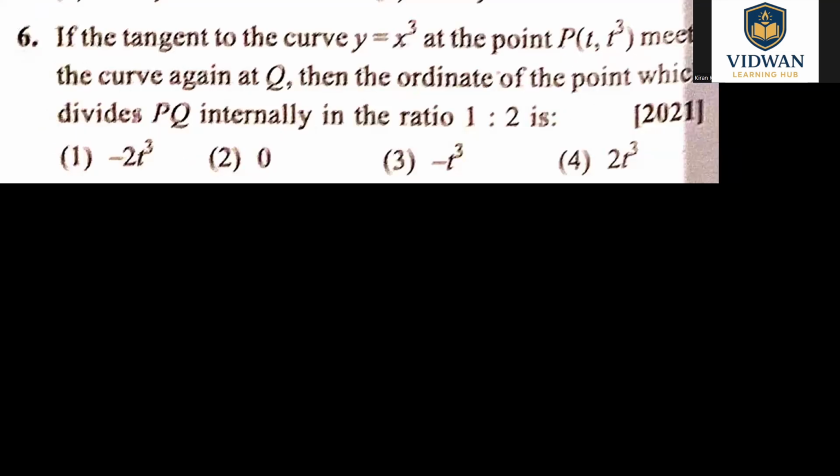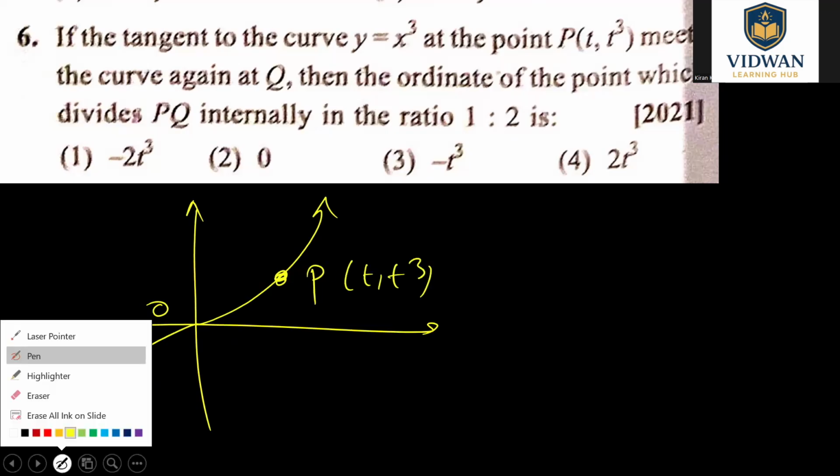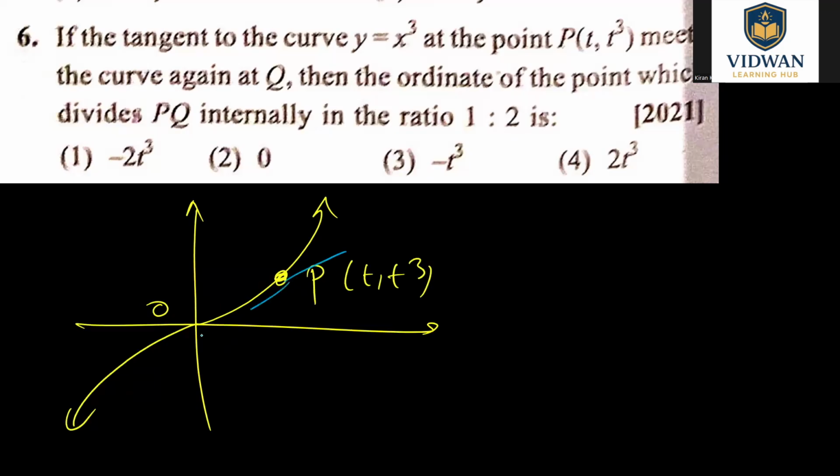So let's solve question number 6 from tangents and normals. There is a curve y equal to x cube. Usually you know the graph of the function, so you can draw it. Otherwise, you can even draw a random graph. The tangent at P meets the curve again at Q. Let's say we draw a tangent at P with coordinates (t, t cube), and this tangent is meeting the curve again at Q.